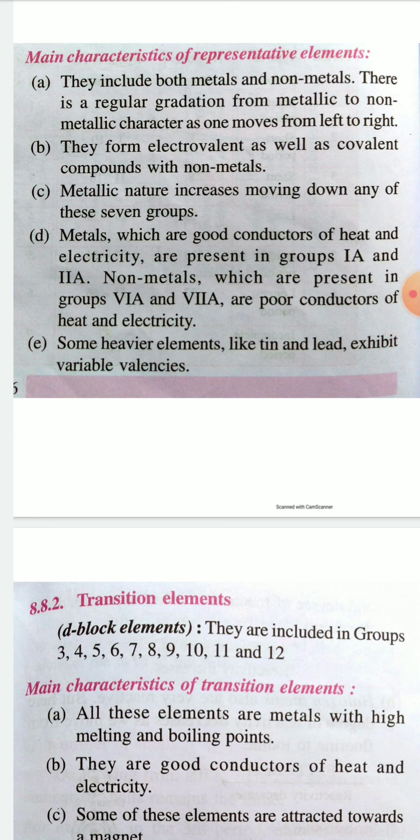And point E, some heavier elements like tin and lead exhibit variable valency, that is, they can exhibit more than one valency. Example, tin, lead. Tin can show two valencies, 2 and 4. Okay.